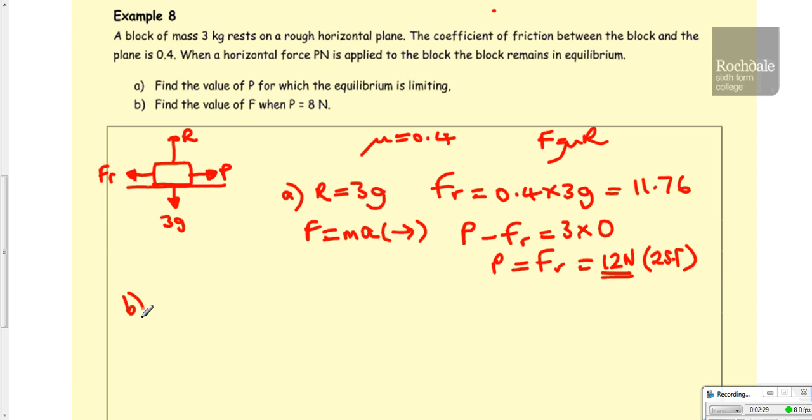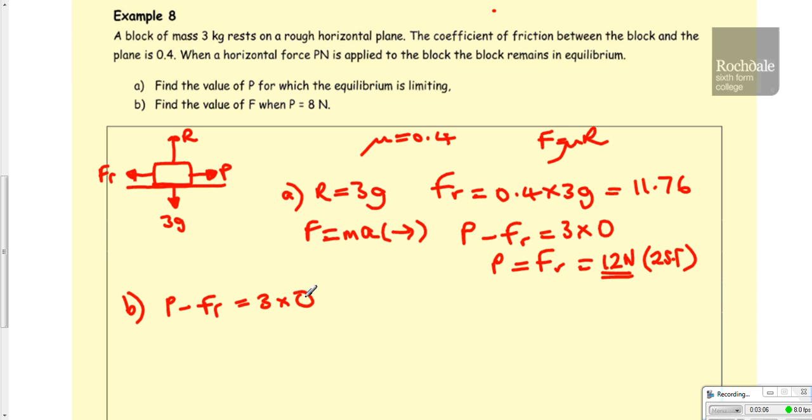So that's part A. Now for part B, it says find out the value of F, that's the frictional force, when P is 8. Now we know that the object is on the point of moving when P is 12, or 11.76 to be precise. If we apply a smaller force, that means that we don't need as much friction in order to keep the object stationary. And in fact, if we were to do F equals ma to the right again, we'll see that P minus the friction would be equal to 3 times 0.